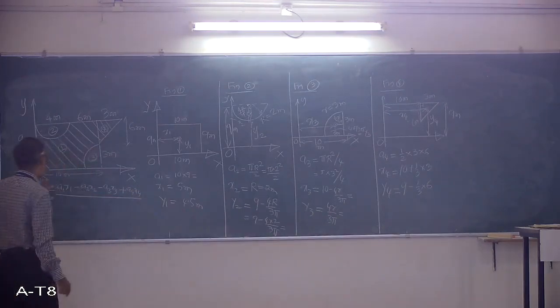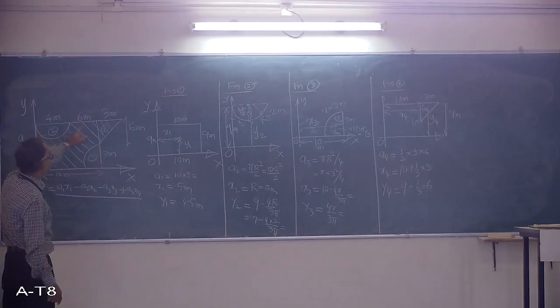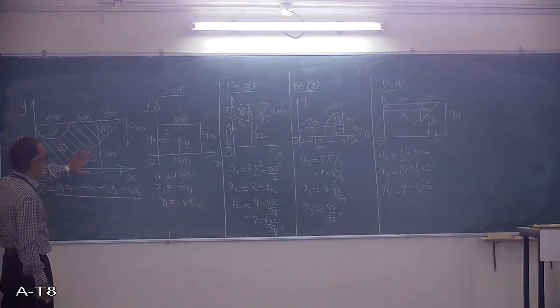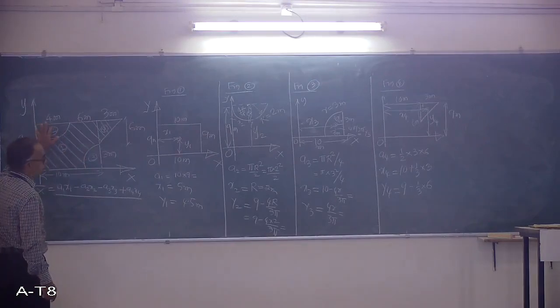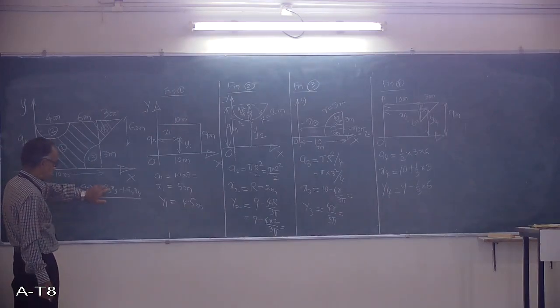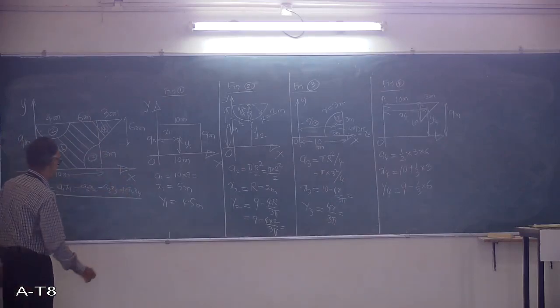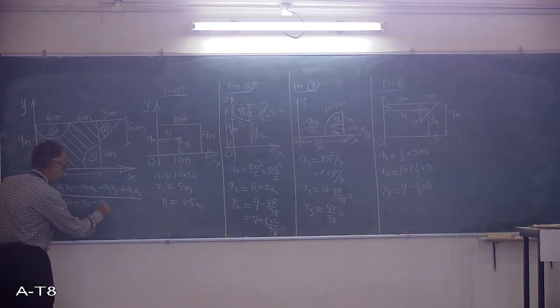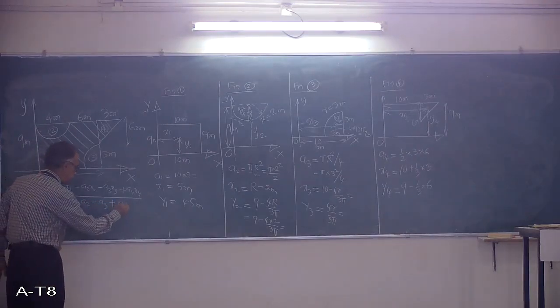So why am I writing like this? I told you, when I take a rectangle, these together will come, but they are not shaded. When I come to the semicircle, it is not shaded, so I have to write it with the minus sign. Similarly, when I come to the quarter circle, it is not shaded, so I have to write it with the minus sign. Triangle is shaded, so I have to write it with the plus sign. Similarly, divided by A1 minus A2 minus A3 plus A4.